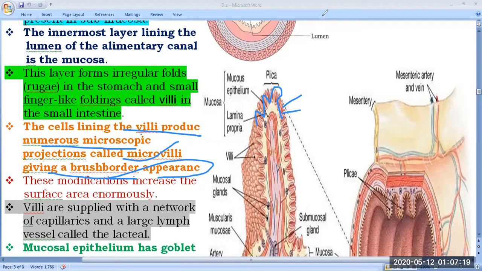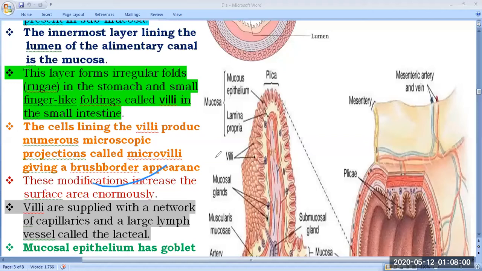So now here you can say next one, these modifications increase the surface area enormously. What does this mean? Because you know very well, more surface area involves maximum metabolic activity generally performed by the cells. And you already studied one theory given for why cells are spherical in shape, because cell protoplasm fluid has a tendency to occupy more surface area and less volume. Due to this tendency, they acquire the spherical shape.